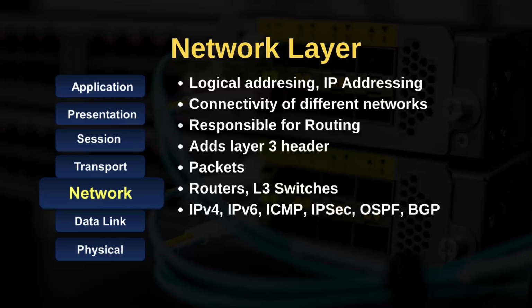And this network layer provides connectivity of different networks with these IP addresses. And routing is also on this layer. There are routing protocols that we will talk about in the following lessons. All these routing protocols work on this network layer. The network layer adds a layer 3 header to the data. Remember, in layer 2, there is a header and a trailer. And here, there is only a header. Routers work, and also layer 3 switches work on this layer, and there are different protocols that work on this layer.